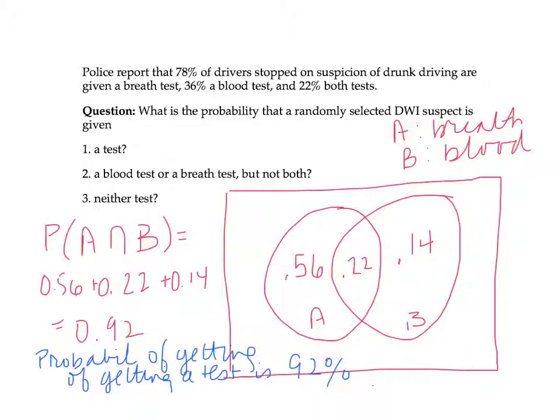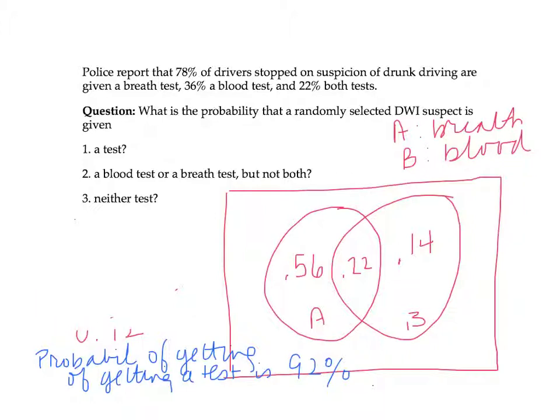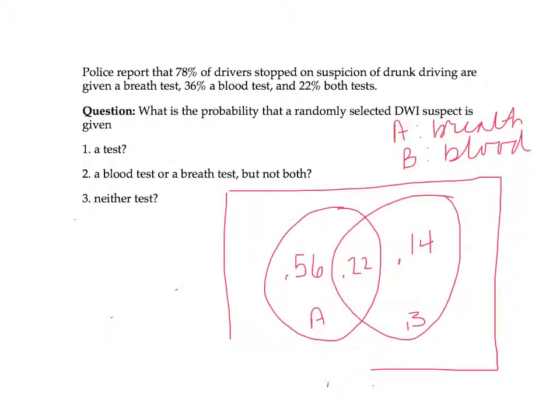All right, so then I want to look at the next one. That's the probability they get a blood test or a breath test, but not both. And this is the kind of problem that for me a Venn diagram is beautifully visible, because I can see right on there which ones got a blood test or a breath test, but not both. And that's the people that are in A or B, but not in the overlap. Okay, that's going to be the whole thing, the 0.92 minus the overlap, and that leaves 0.70.